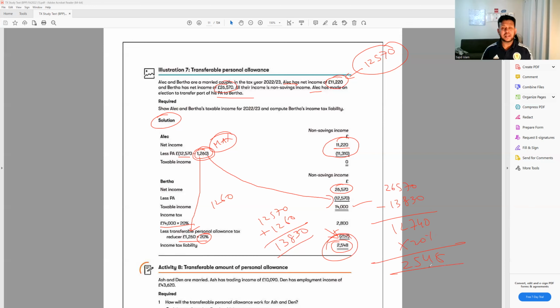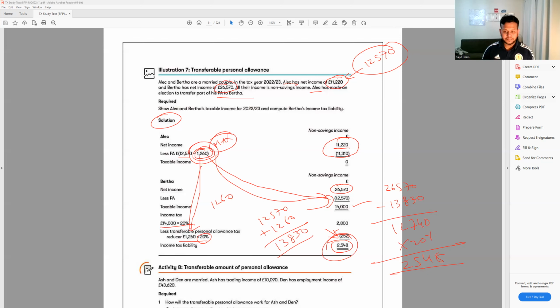2,548. That means however much personal allowance is transferred from the wife to husband or husband to wife, it will increase his personal allowance and he pays less tax on that. This is the situation, but it is only helpful when, between the husband and wife, one person is paying tax and the other person's income is less than the personal allowance.